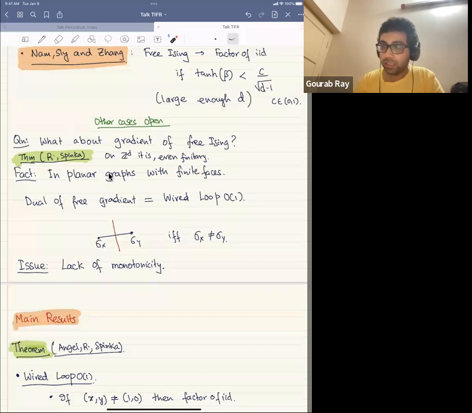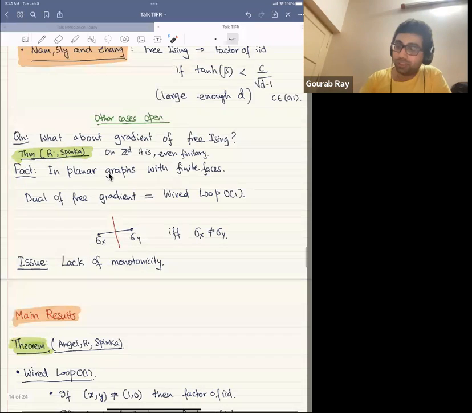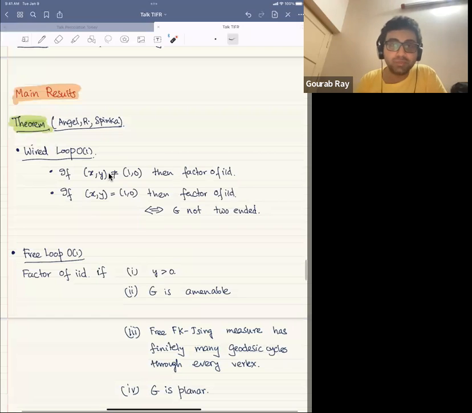Okay, so now back to the loop O(1) model. The issue with this model is that it lacks monotonicity. That's the big problem. So none of the previous techniques of monotonicity and coupling from the past, which I mentioned, apply here. So you need to do something different. And so we have the two theorems here. But before stating the theorem, let me mention quickly that away from this monotonic setting, there are many models which are not monotone but have some other properties, and we really lack general results.